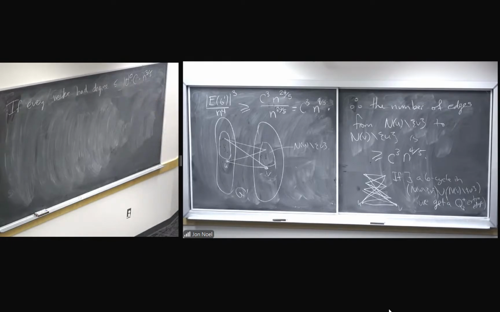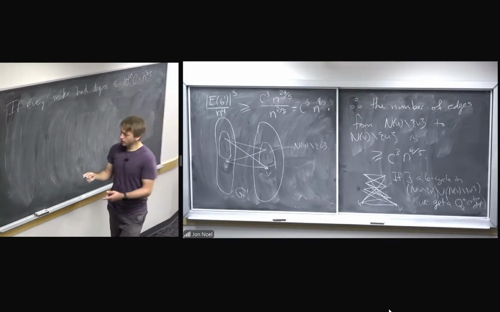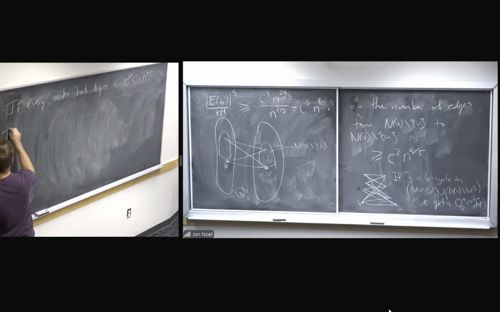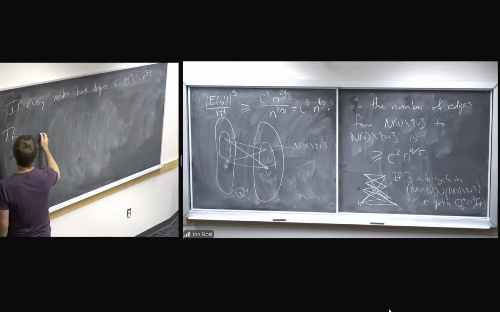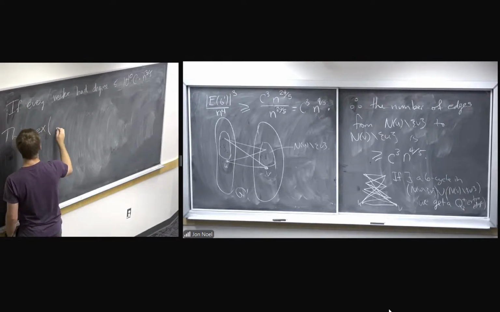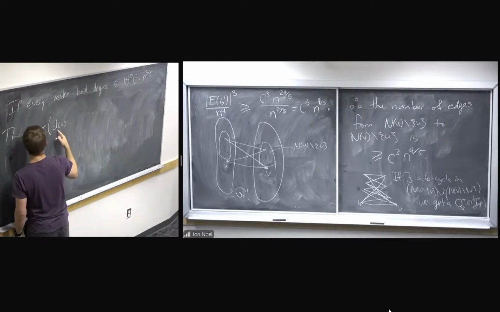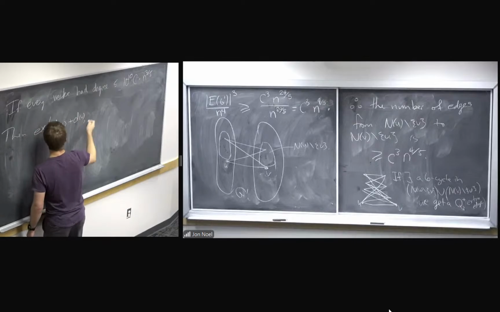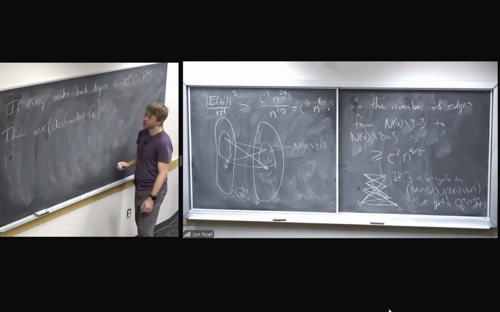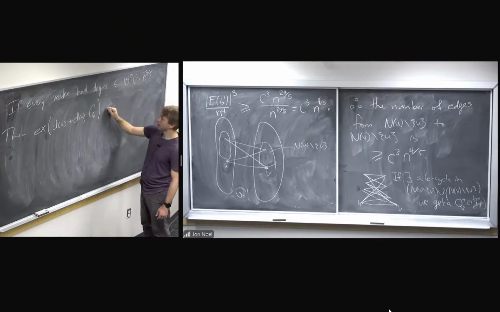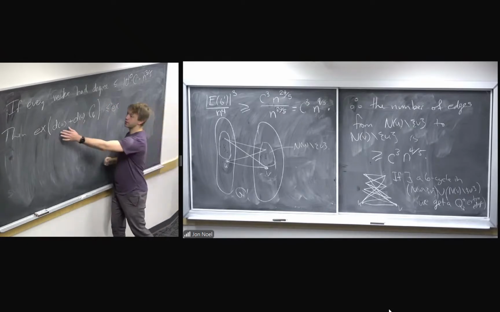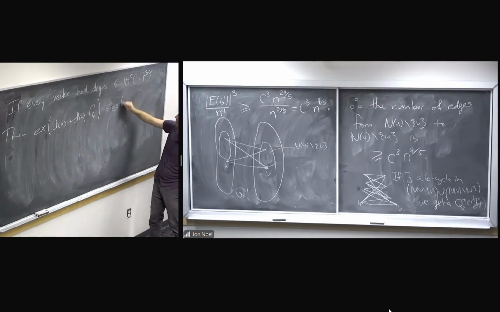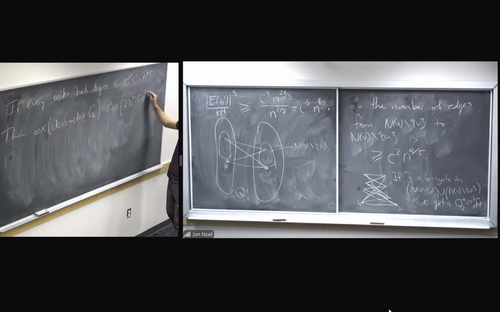Then we'd be good actually, because the extremal number of C6 for a graph where the number of vertices is the degree of U plus the degree of V would be, so the degree of U and the degree of V are at most this thing. So 2 times 10 to the 10 times C times n to the 3/5.